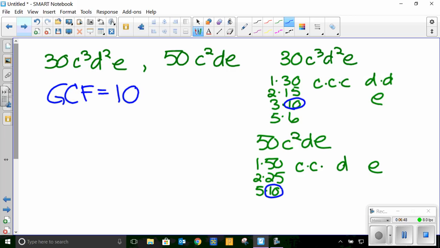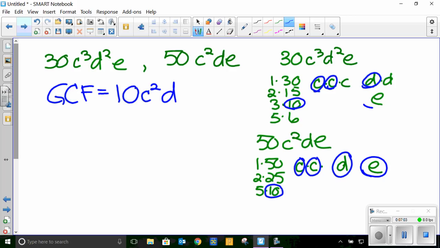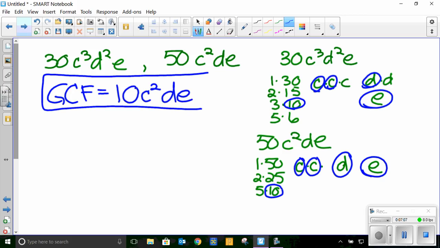So 10 starts there. I have 2 c's down here, 1, 2, and I have 2 up here. So that's going to be c squared. And then I have a d down here and a d up here. That's going to be d. And I have an e down here and an e here, so it's e. So my greatest common factor between those two is 10 c squared d e.